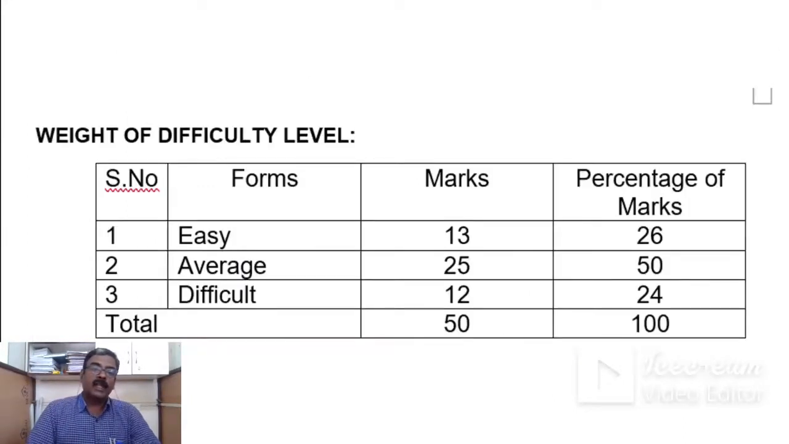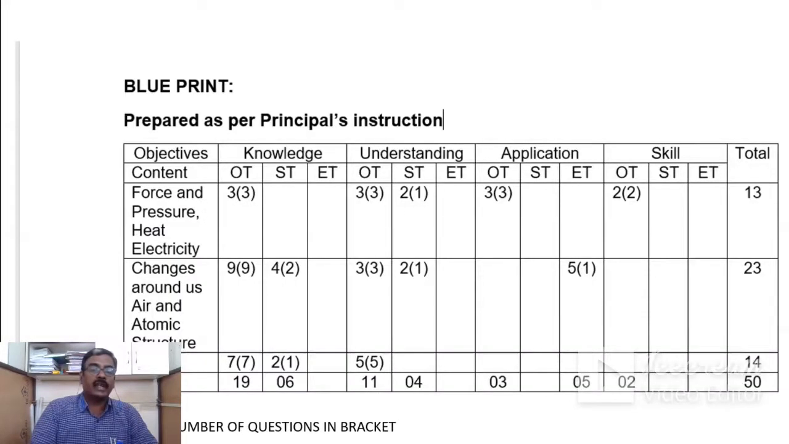Weightage of difficulty level, usually we must adopt this type of weightage of easy, average, difficult. The average student must score high marks. For that purpose, we are giving weightage 25 marks for average, easy 13 marks and the difficulty level is 12 marks. So totally 50 marks we are having. This is the blueprint, which is the heart of the achievement test question paper.